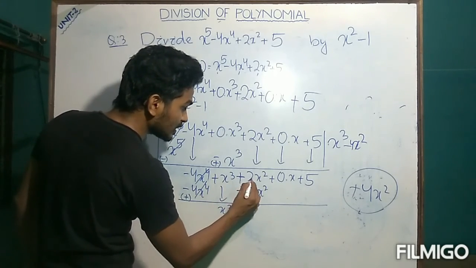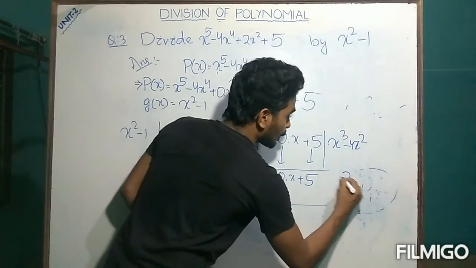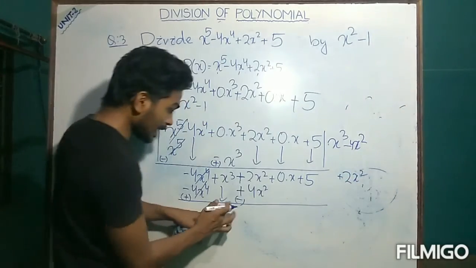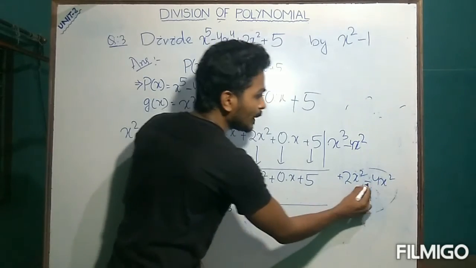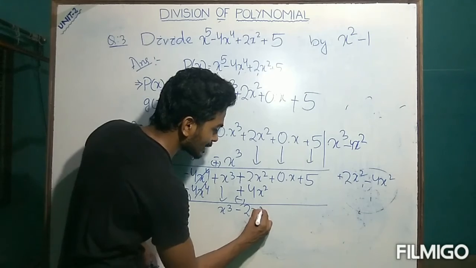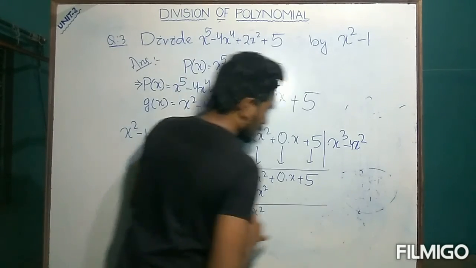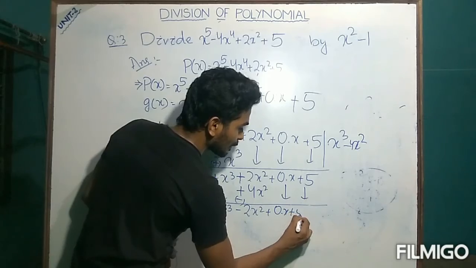Then see, plus 2x square, I am writing here, plus 2x square and minus 4x square. The new sign is minus. 2 minus 4 is minus 2, minus 2x square. Then this goes down. It will be 0x plus 5.